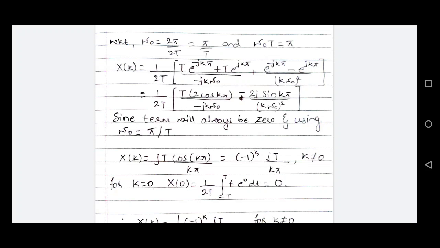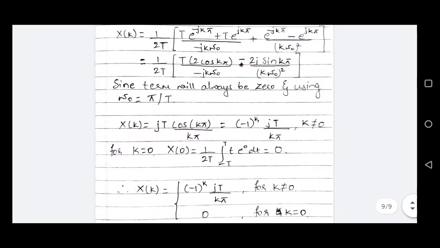And using omega naught as pi divided by capital T, the Fourier series coefficients x of k can be written as j times capital T cos of k pi divided by k pi, and cos of k pi can be rewritten as minus 1 to the power k, like we did in the earlier problem. So the Fourier series coefficients x of k will equal minus 1 to the power k multiplied by j times capital T divided by k pi, and these are the Fourier series coefficients for k not equal to 0.